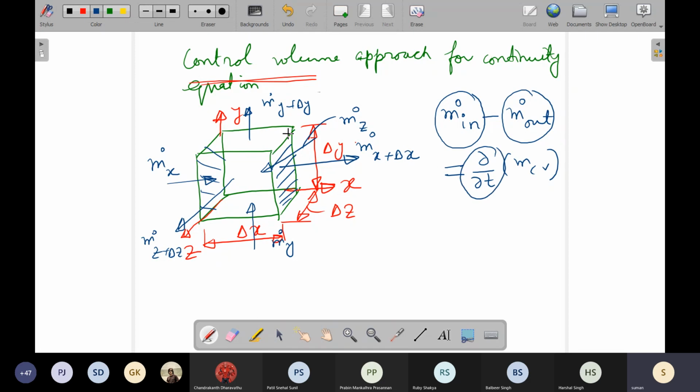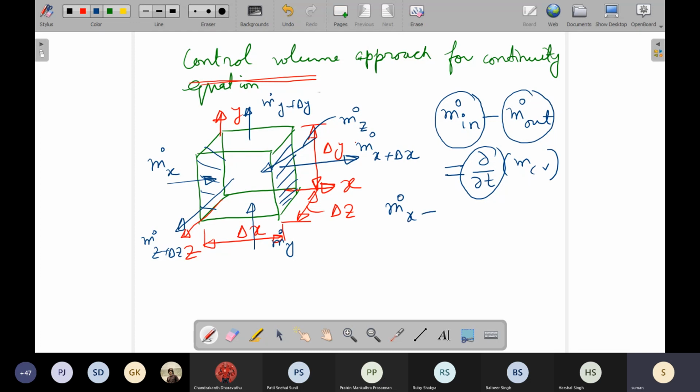Because the control volume is a fixed volume entity and we are trying to see the change in mass at that, considering all the spatial locations fixed and only change with time. So this is how you can convert a simple physical law to a simple mathematical law. Now, what is m dot in minus out?